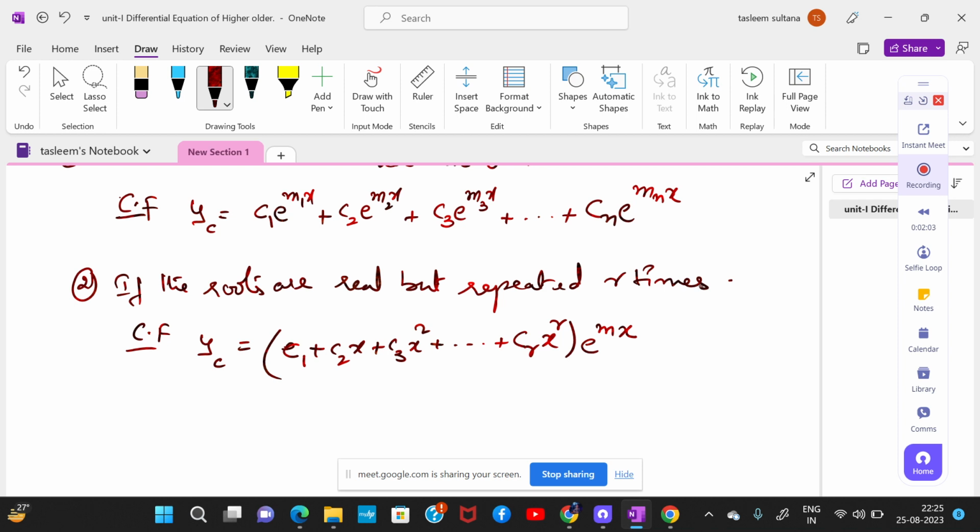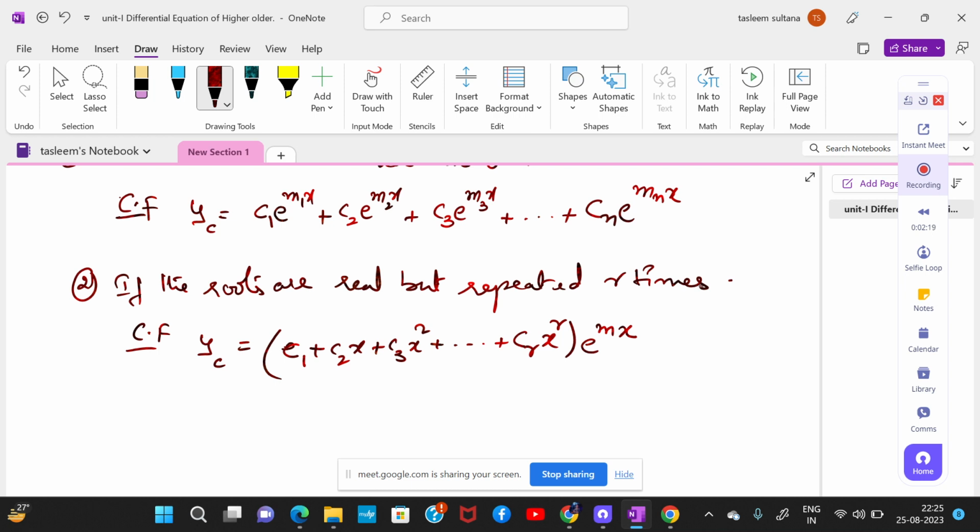According to the numbers, how many times it's repeating. If it's repeating thrice, then you have to stop till here. If it's 4, next it's going to come as c4 x cube you're going to get. So it's like that till r times.